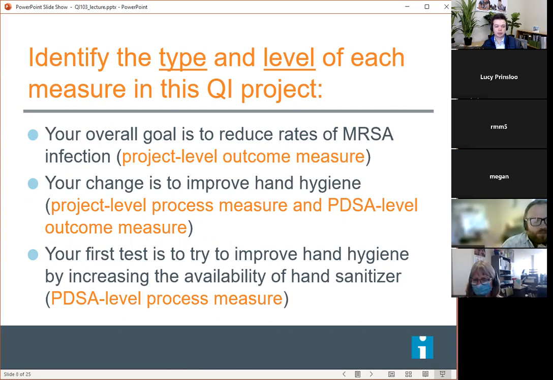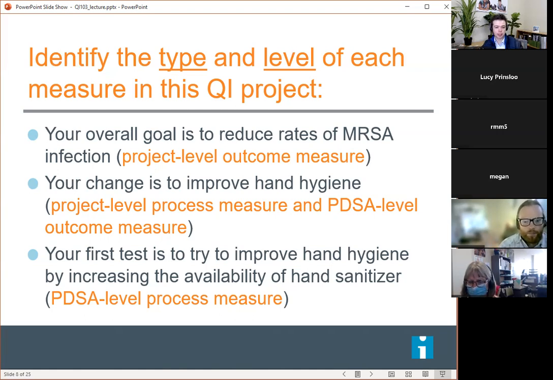The second one, process level, process measure and a project level. Okay, but it's also at a PDSA level and an outcome measure. So at a project level, the objective is really to reduce transmission of infections. So it's not an outcome measure at the project level, but at the PDSA level, you might be doing something that specifically targets hand hygiene, like asking people to wash their hands more. So that is the outcome of the PDSA level. Okay, and the last one is a PDSA level process measure.